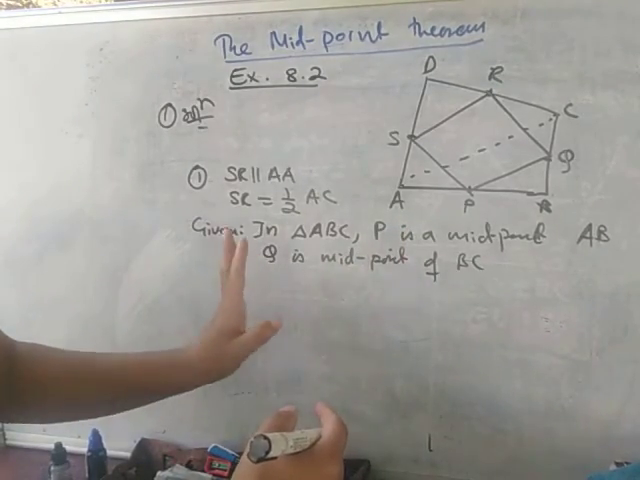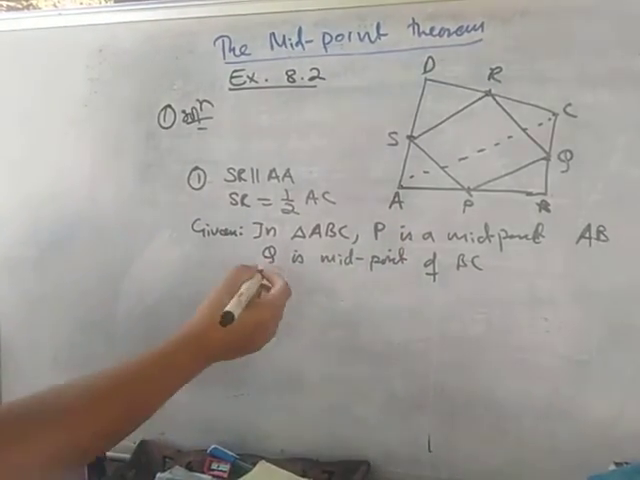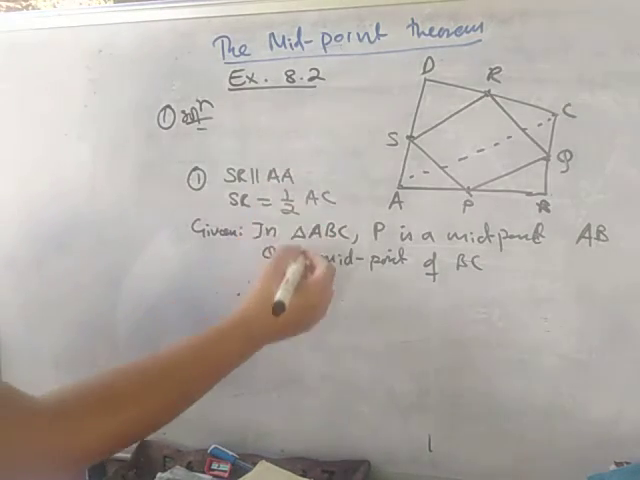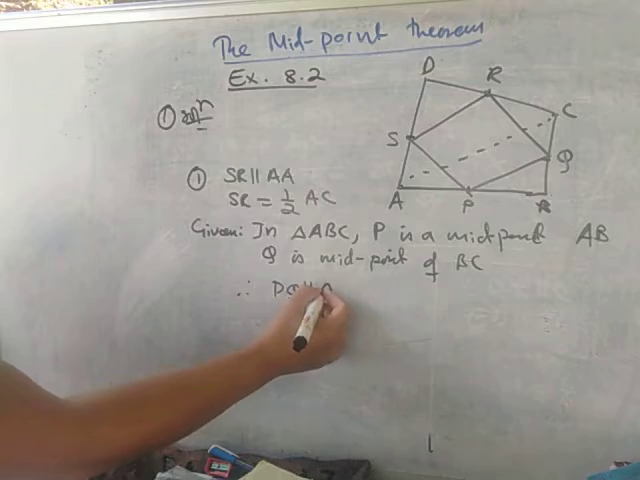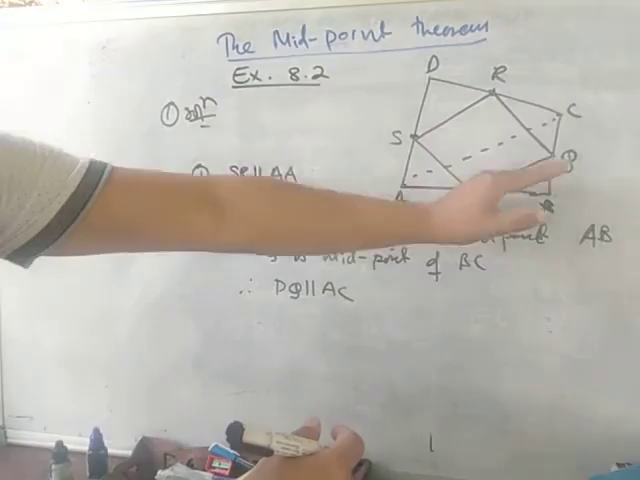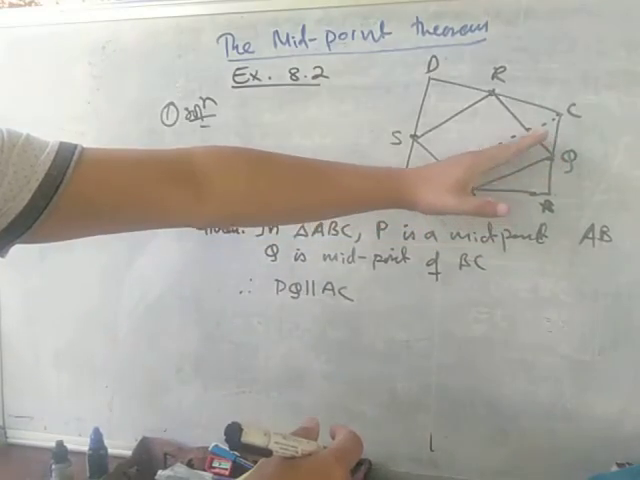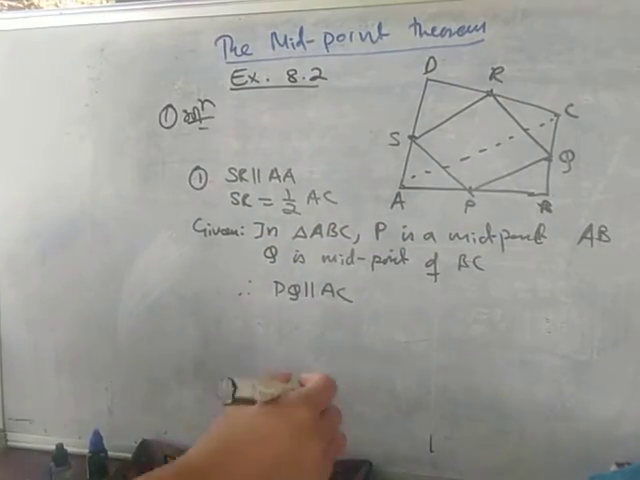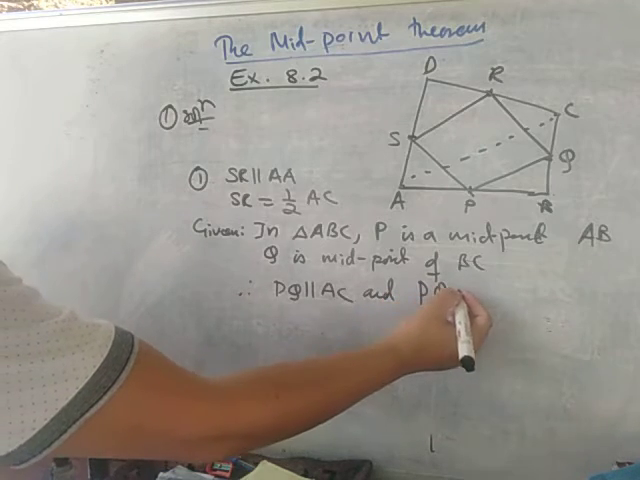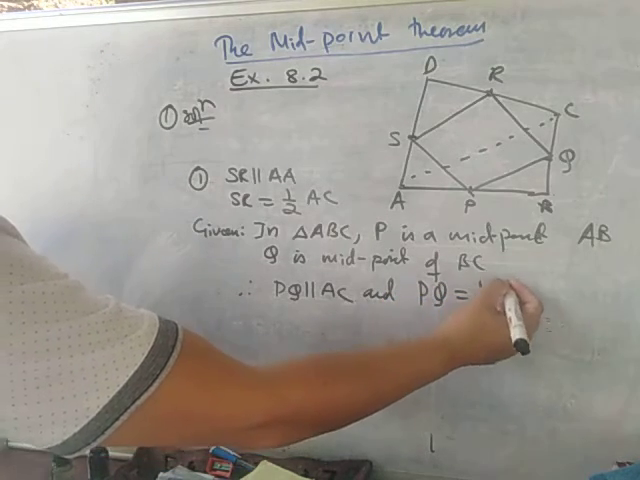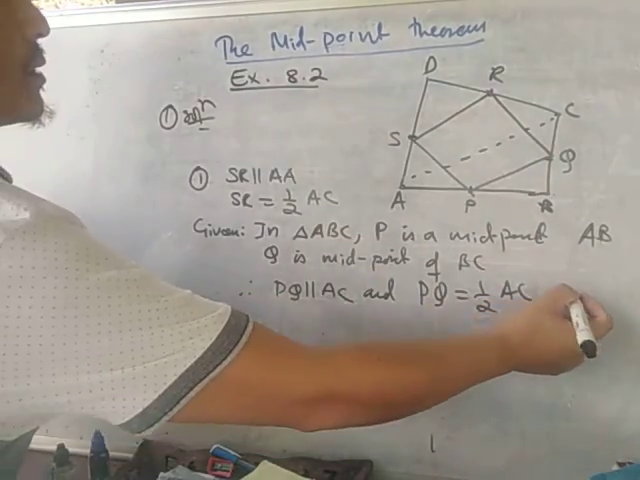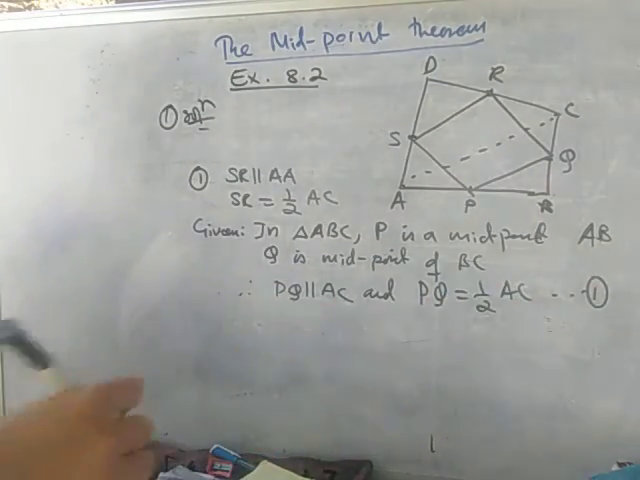Then according to the midpoint theorem, what will we get? We will get, therefore, PQ is parallel with AC, isn't it? Yes or no? If these two are midpoints and this line is passing through the midpoints, then this is parallel with AC. Also you can write PQ equals half of AC, isn't it? Yes or no? So this is your first result, right?